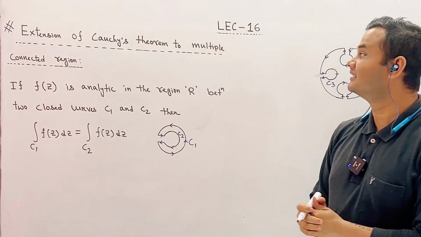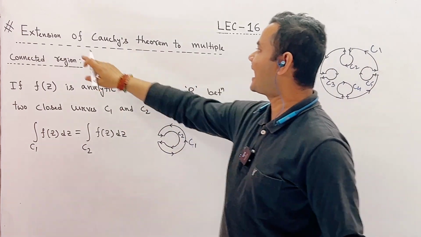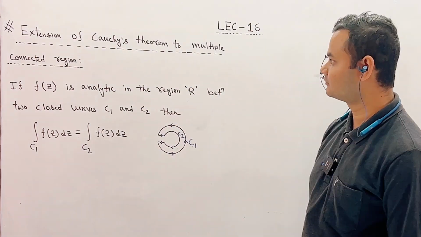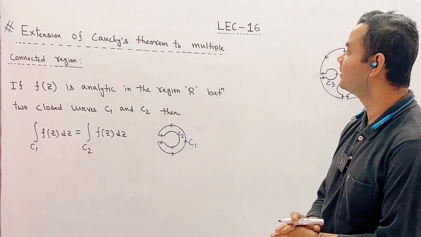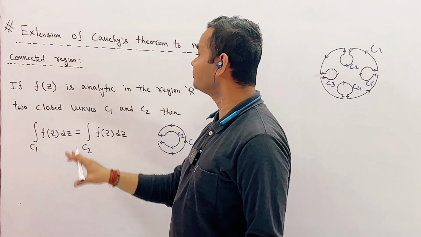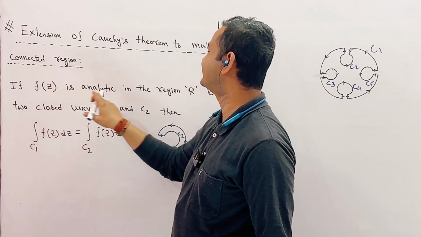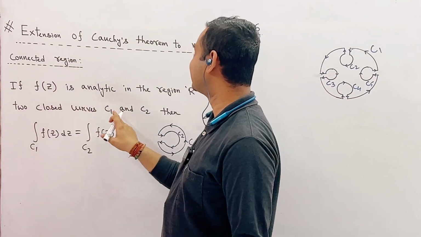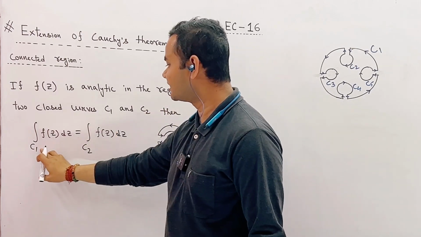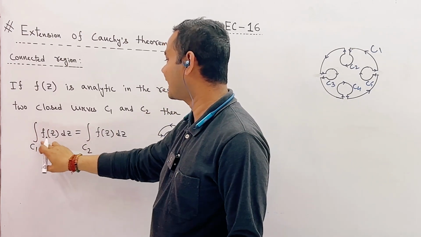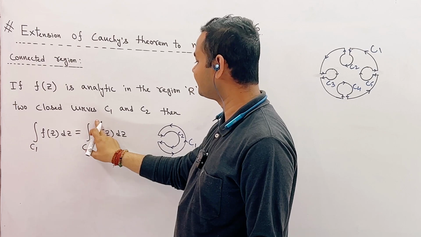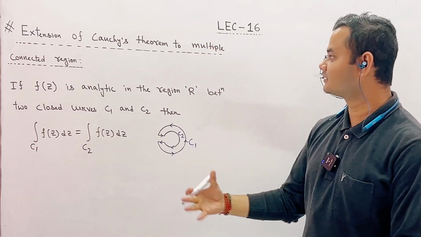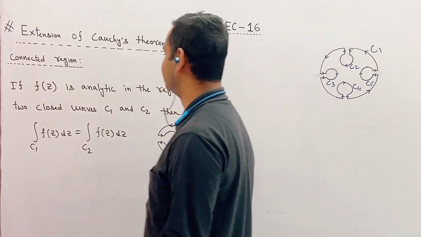Now let us learn another theorem, which is the extension of Cauchy's theorem to multiply connected region. Students, first let me read the statement. According to this theorem, if f of z is analytic in the region capital R between two closed curves C1 and C2, then integration along curve C1 f of z dz is equal to integration along curve C2 f of z dz. Now let us understand the meaning of this theorem.